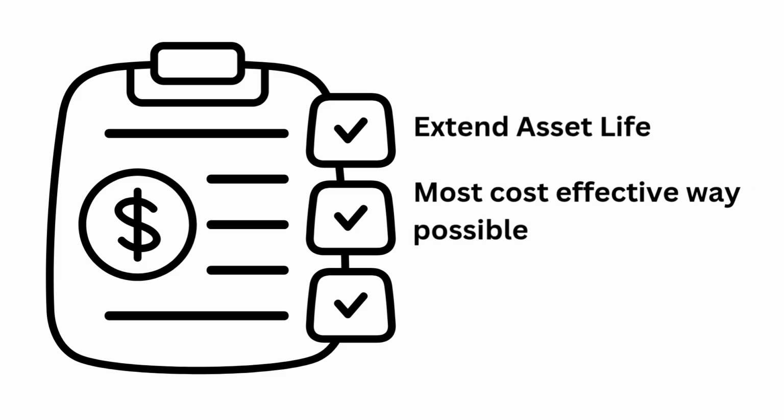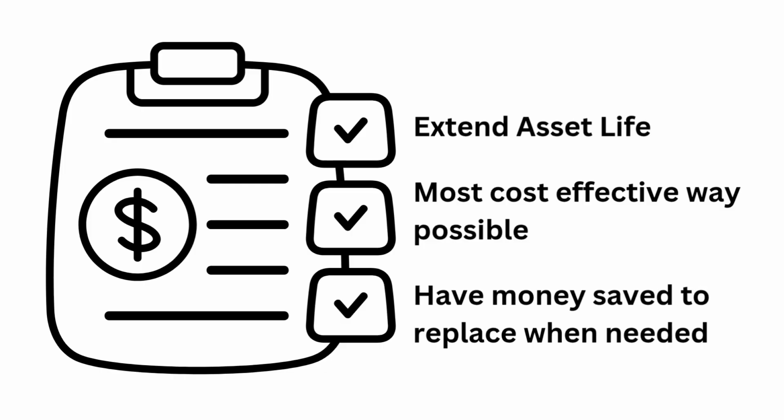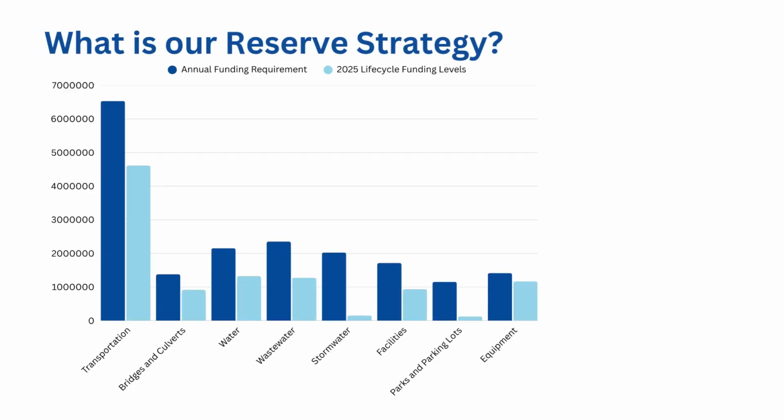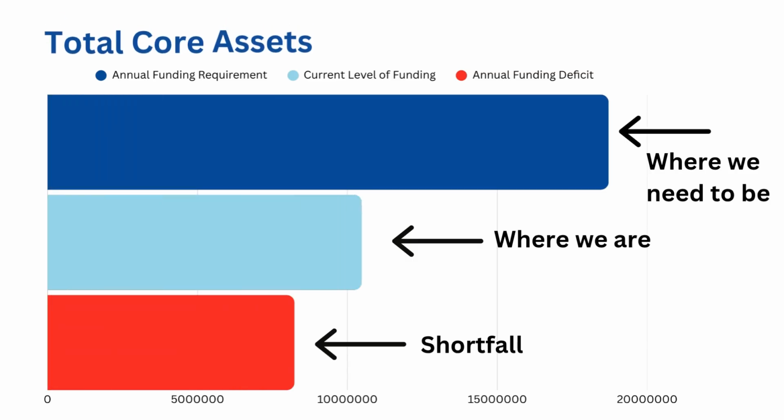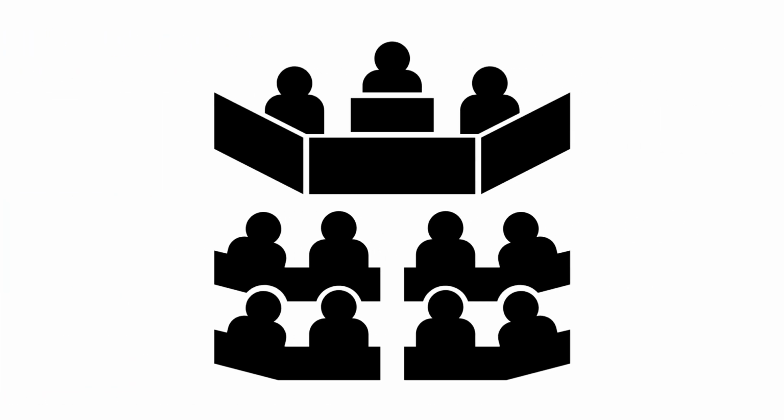Asset management planning involves implementing strategies to extend the useful life of an asset in the most cost-effective manner possible, ensuring that the town has the money on hand to replace the asset when it reaches its end of life. Based on the town's 2025 asset management plans, the town was only putting aside 56% of its annual funding requirement for the replacement of its assets at end of life. Clearly, what we have been doing in the past is not enough. We need to work towards 100% funding.